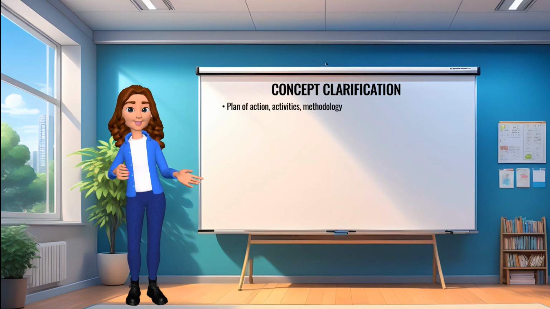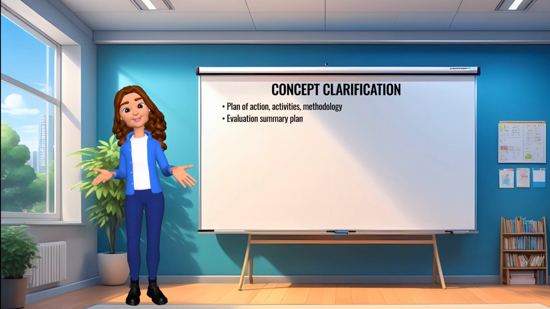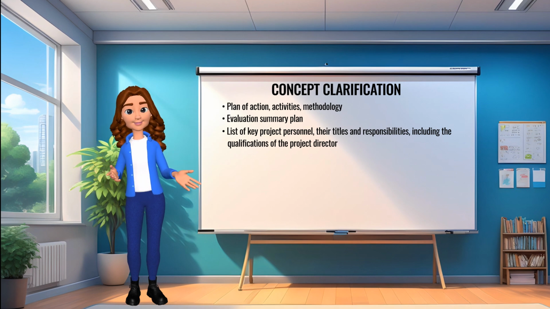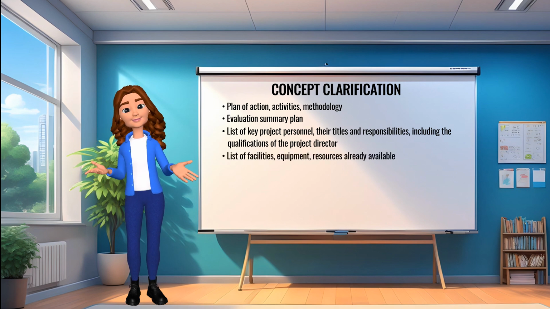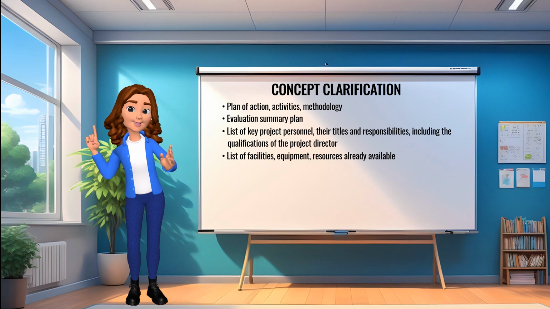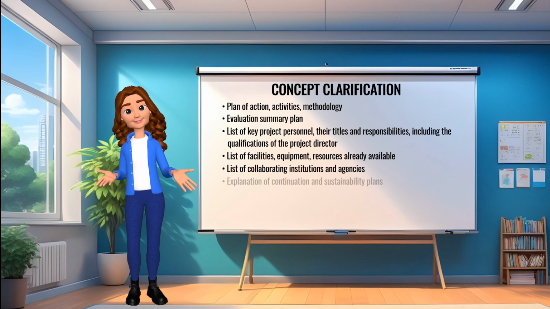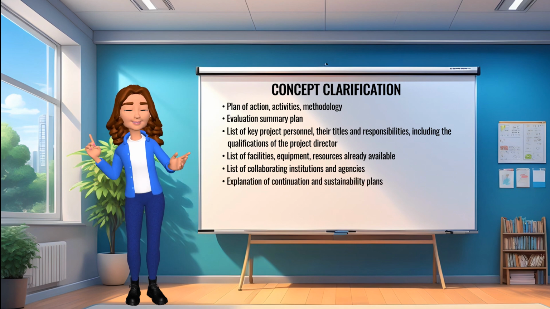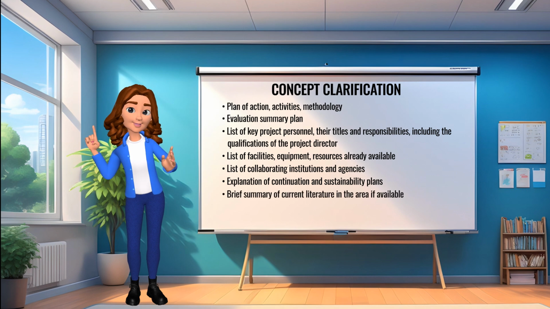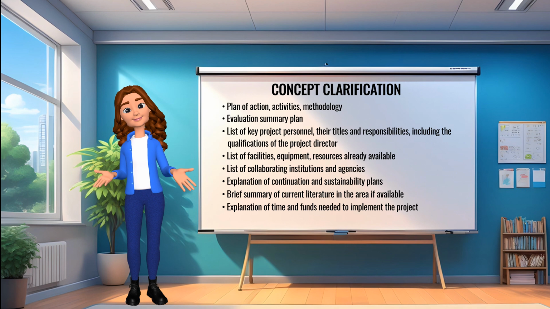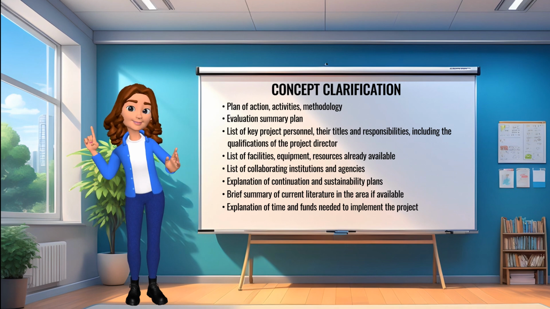Plan of action, activities, methodology. Evaluation summary plan. List of key project personnel, their titles and responsibilities, including the qualifications of the project director. List of facilities, equipment, resources already available. List of collaborating institutions and agencies. Explanation of continuation and sustainability plans. Brief summary of current literature in the area if available. Explanation of time and funds needed to implement the project. Budget items requested and amount of your request.